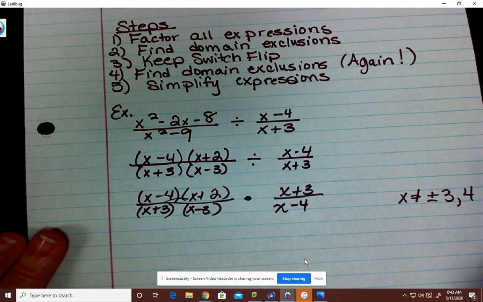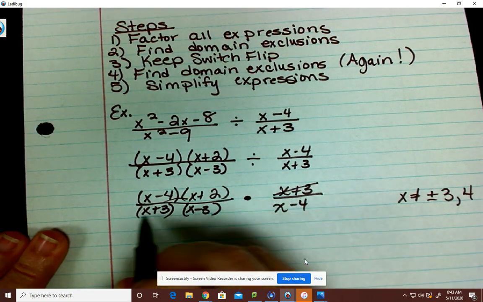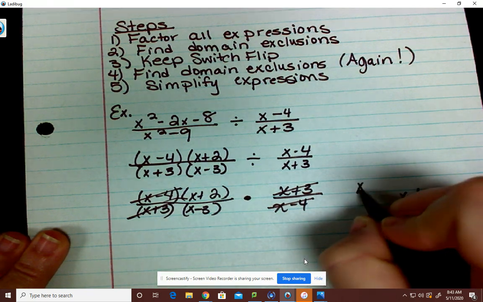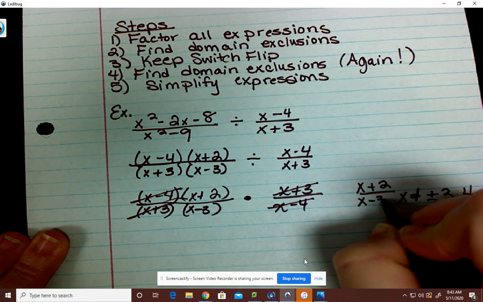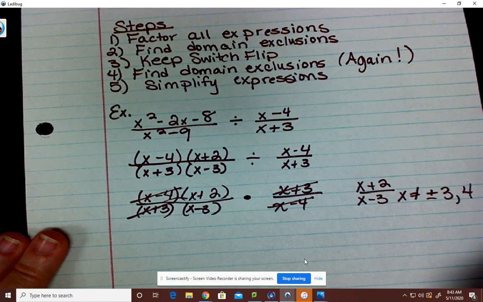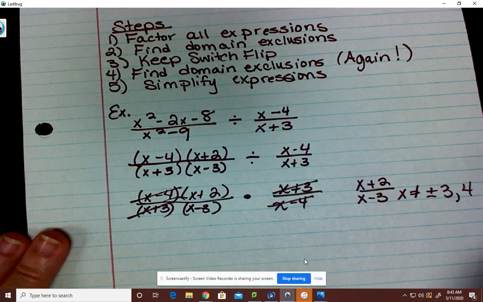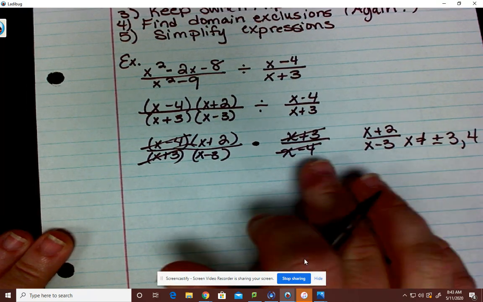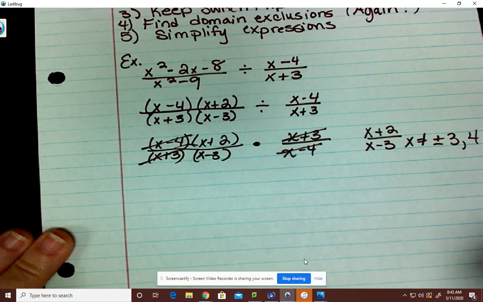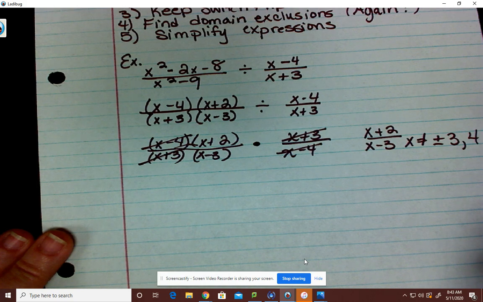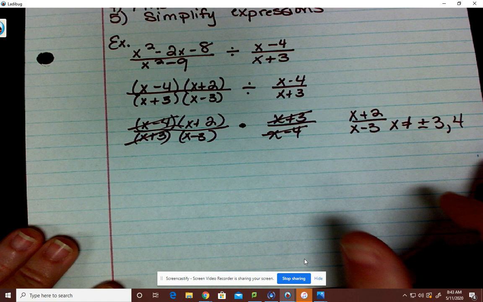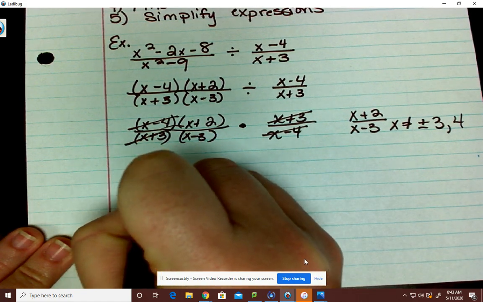Then we just simplify. So I can simplify the x plus 3, the x minus 4, and then I'm left with x plus 2 over x minus 3. And x cannot be plus or minus 3 or 4. And remember, we find domain exclusions before we simplify anything. Some of y'all were not doing that correctly last week. So we got another example.